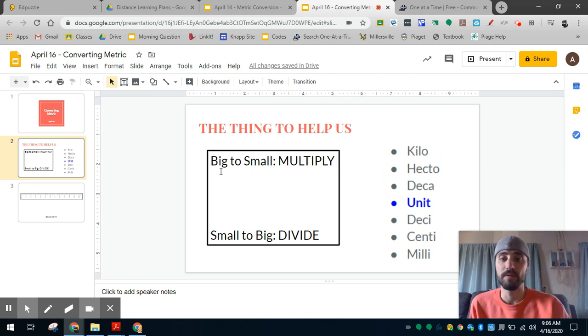The second thing that we're going to be using, we talked about this on Tuesday. If we are going from a big thing to a small thing, like going from a kilometer down to a meter, down to the unit, you would multiply. If we're going from a small thing to a big thing, like a small centimeter, and we're converting it into a bigger meter, we would divide.